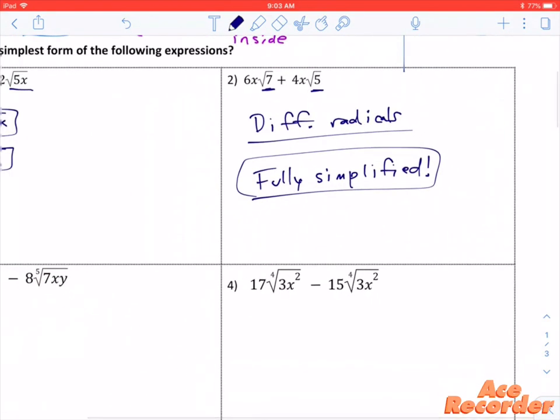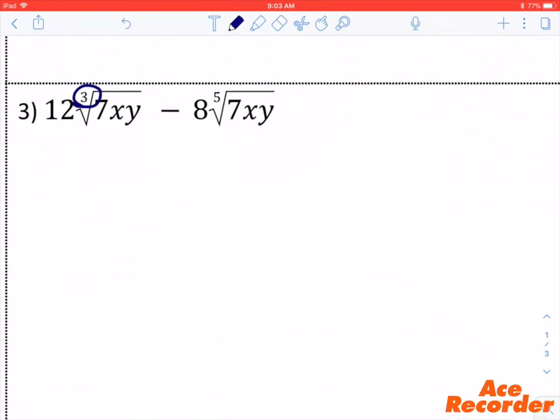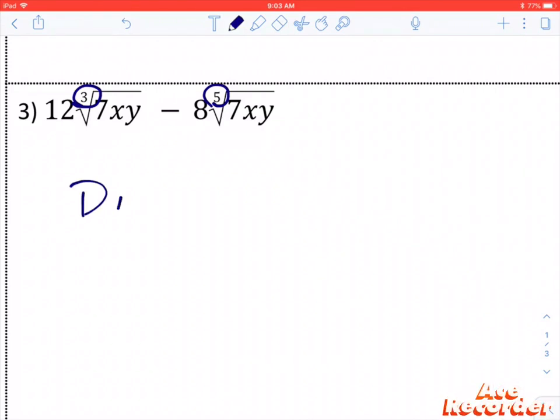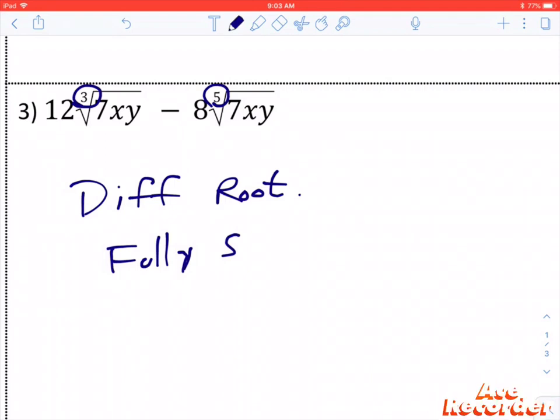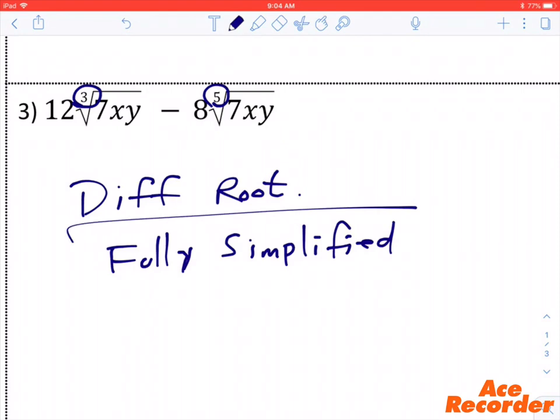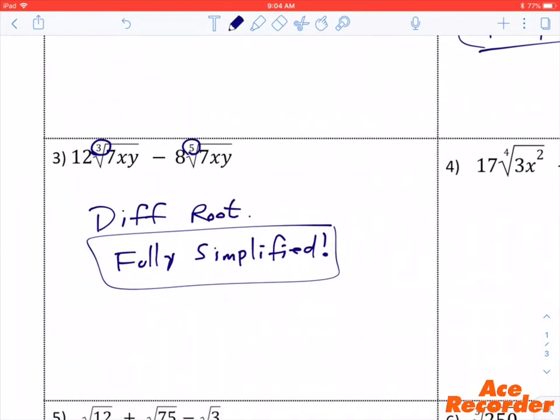Okay? So, look at the next part. Again, the root is different. What's inside the root is the same, but the root or the index is different. So, different root or index, again, fully simplified. None we can do.